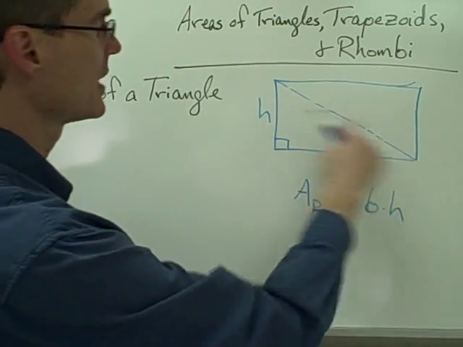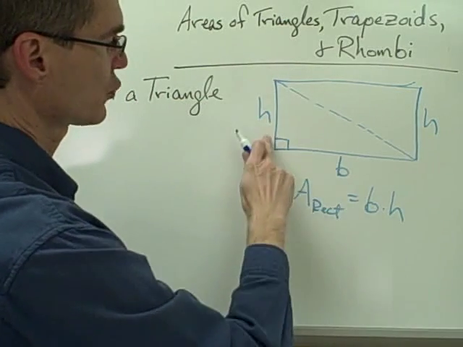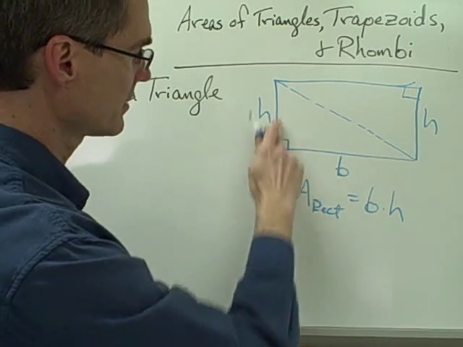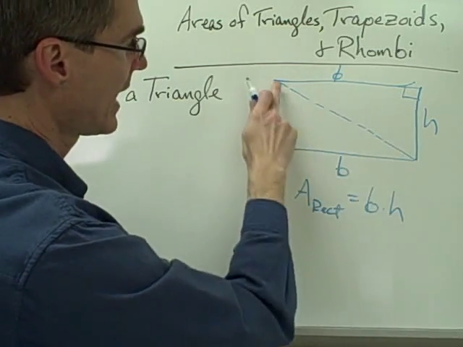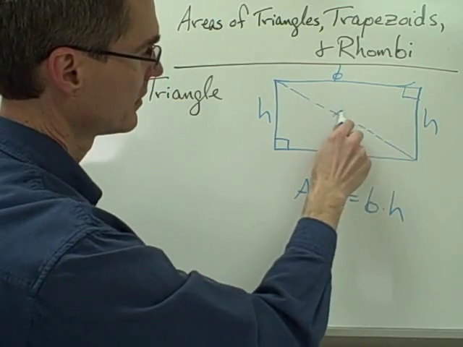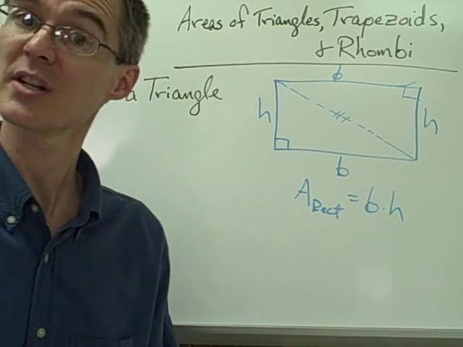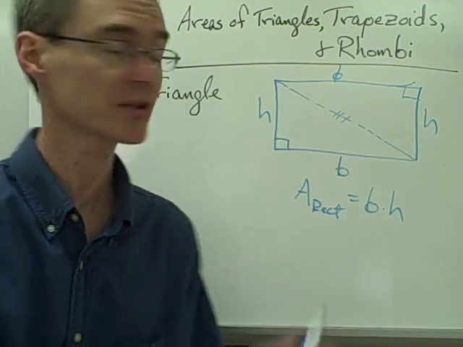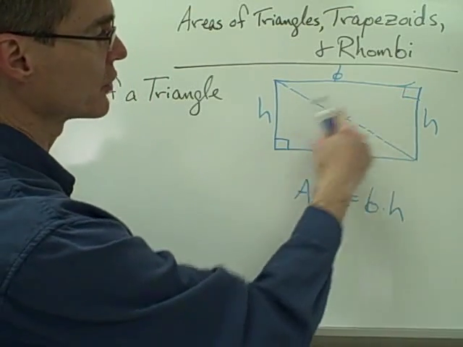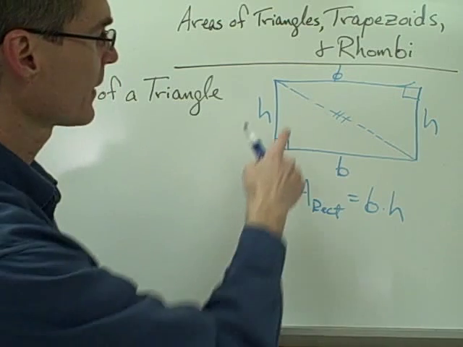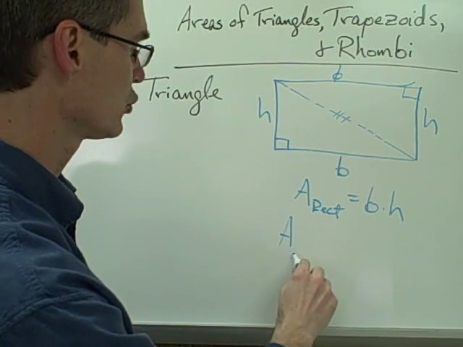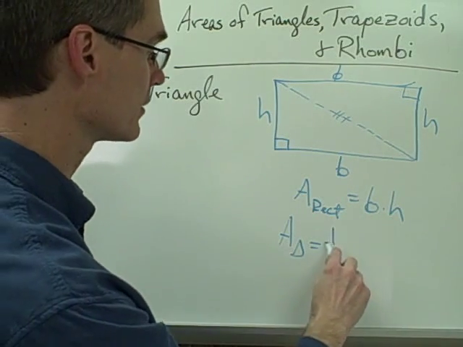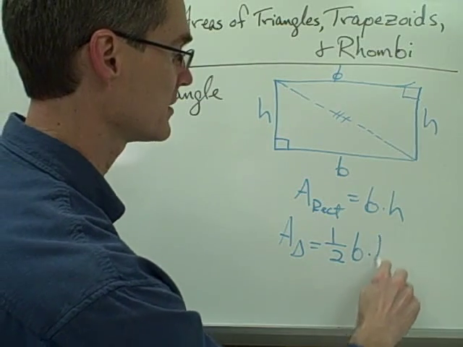I know they're congruent because the height of this triangle here is the same as the height of this triangle over here. The base of this triangle is the same as the base of this triangle. And this third side here, since by the reflexive property it's congruent to itself, so I have side, side, side. I can use my side, side, side congruence postulate to show that these two triangles are congruent. Since they're congruent, their areas must be the same, which means that the area of a triangle is just equal to 1/2 of the area of a rectangle, which means 1/2 base times height.